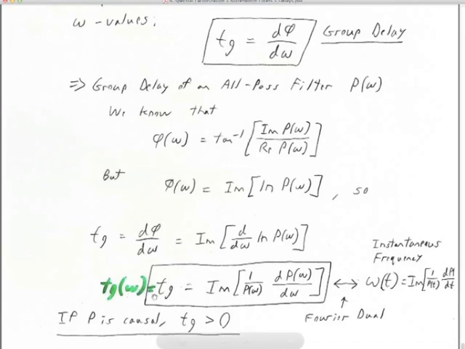So the time delay relative to frequency is T sub G, and that's the imaginary part of the derivative of P with respect to omega. Differentiating the log part, we get 1 over P of omega. Then if P is a causal filter, the delay is always going to be greater than 0 at every frequency. Now, this is in the frequency domain, in the box here. The group delay is in the frequency domain.